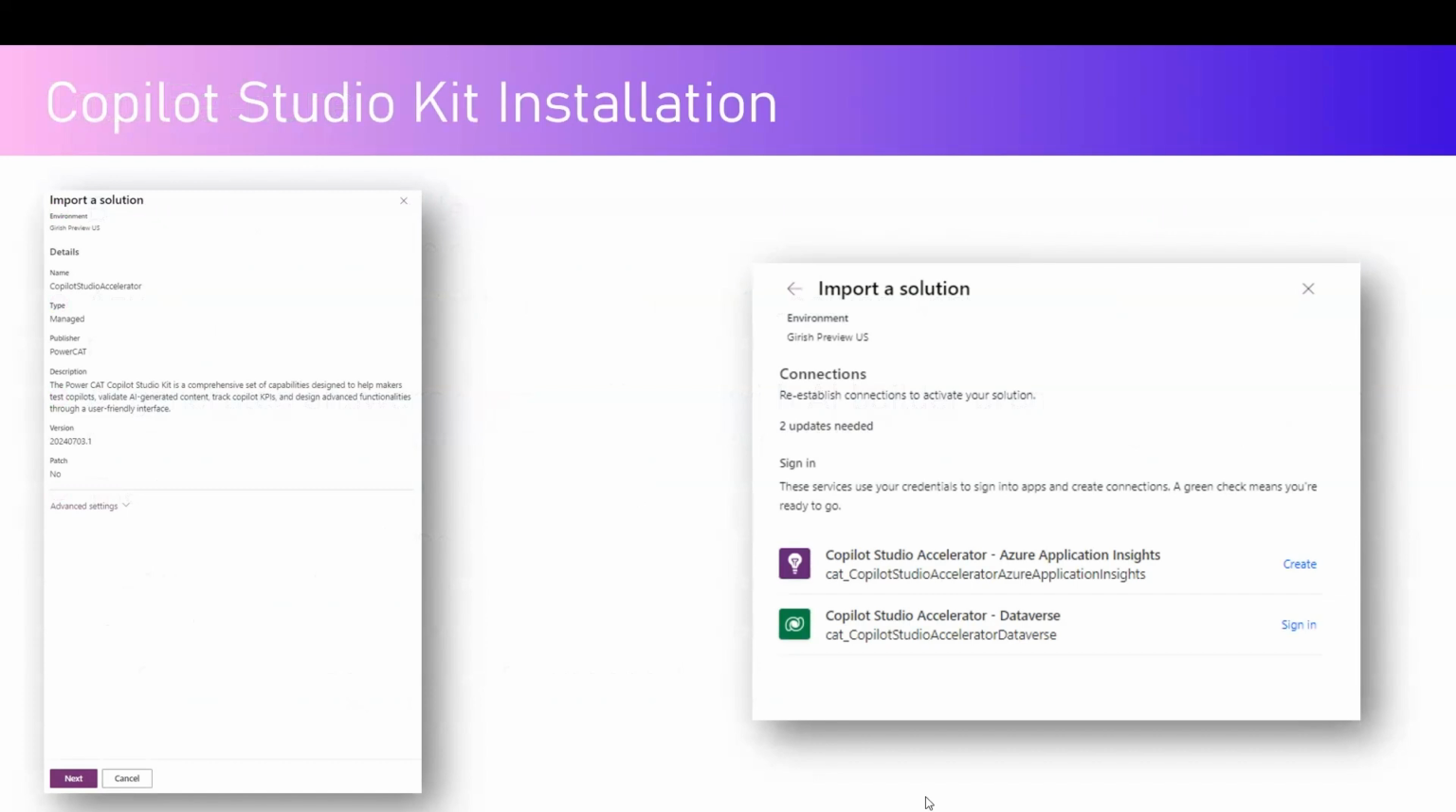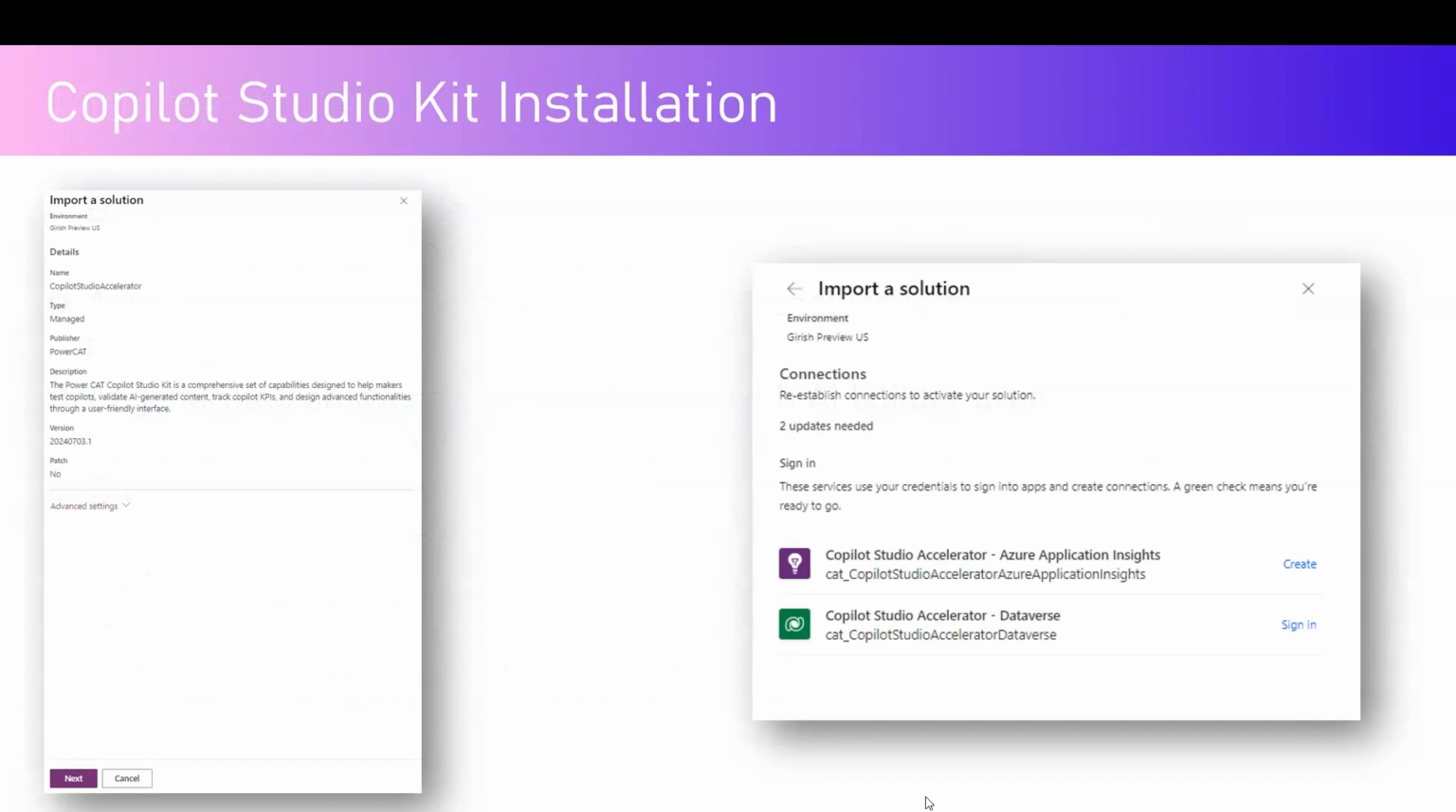Copilot Studio Kit installation. What you need to do is go to the Copilot Studio Kit GitHub URL and download the solution file. Once you download the solution file, it will be in a zip format. Then you need to pick the correct environment. Remember, the environment in which you have created your various Copilots and the environment in which you are installing this Copilot Studio Kit must be the same.